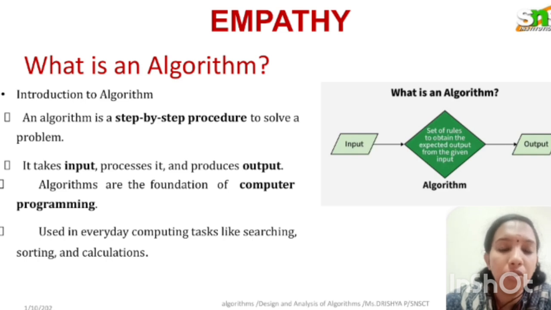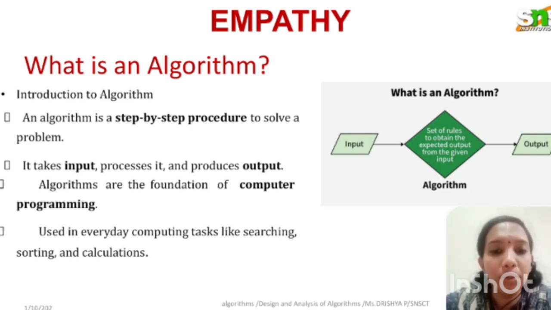We have a program to solve a problem, and before writing this program we have to write an algorithm, the basic step by step procedure to solve that problem. It is used in everyday computing tasks like searching, sorting, and calculation. This is the basics of algorithm. The algorithm is a step by step procedure to solve a problem.